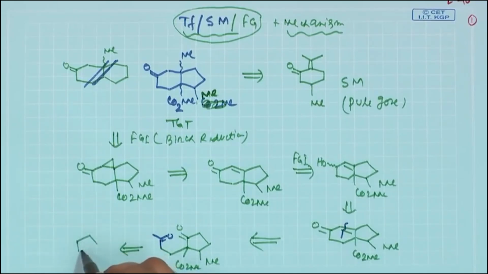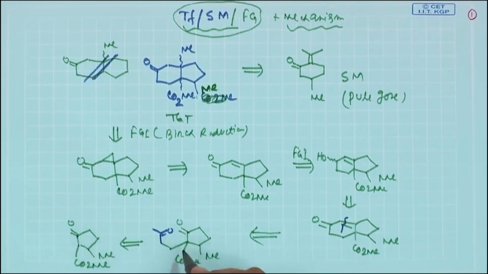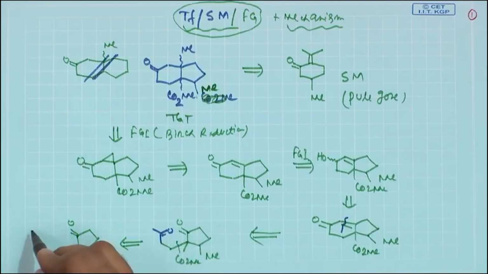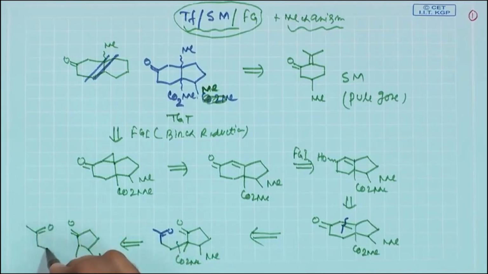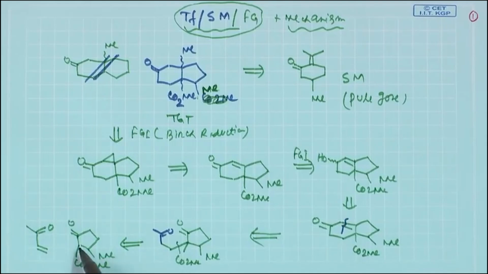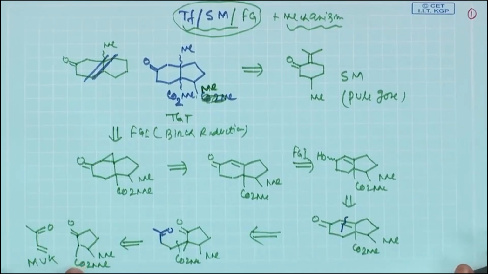Now, do the next round of retro. We will be disconnecting here to give a methyl vinyl ketone. Methyl vinyl ketone is commercially available. Now, you need to make this particular starting material, which was here, through this compound.